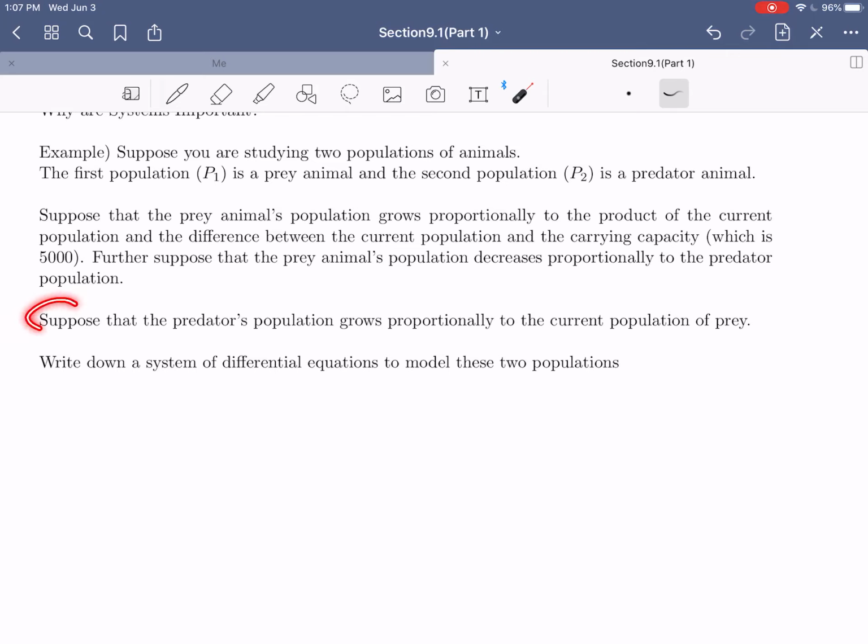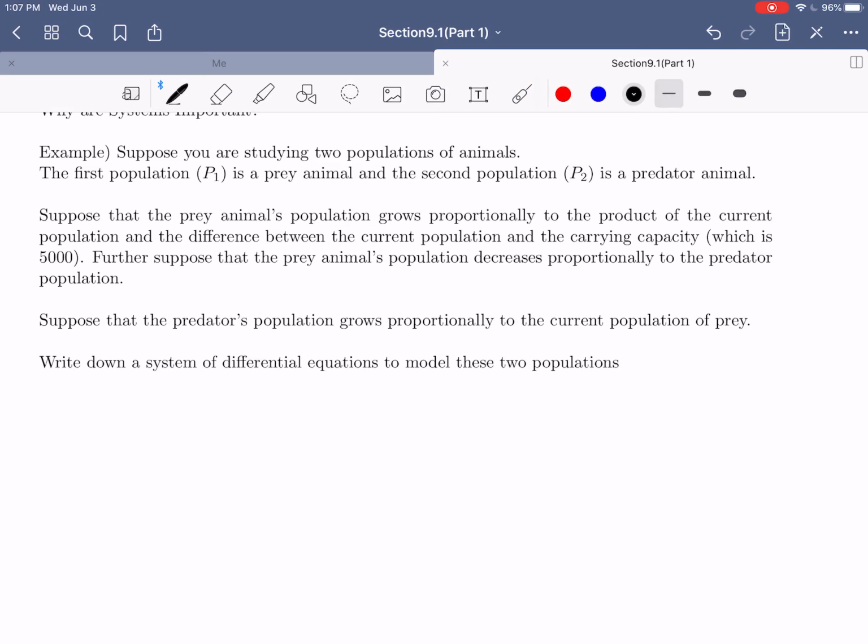All right, we're going to suppose also that the predator's population grows proportionally to the current population of prey. Now, this is a little bit of an interesting assumption. This is saying that the predators don't necessarily grow proportional to their own population, but instead to the current population of prey. So that could mean that the predators are coming into the area because there's more prey. In other words, the more prey there are, the more predators there will be.